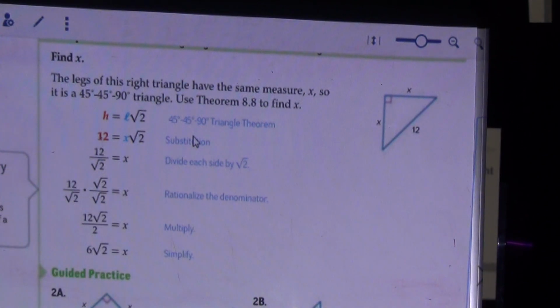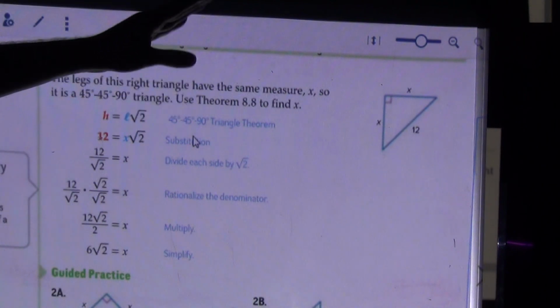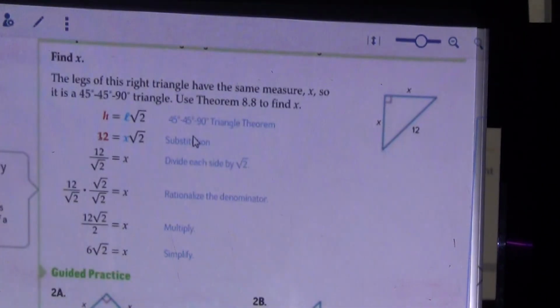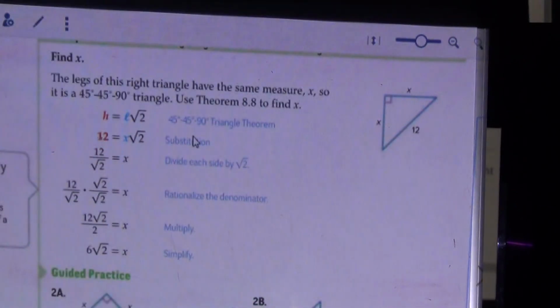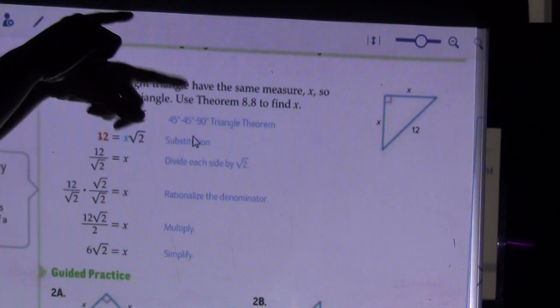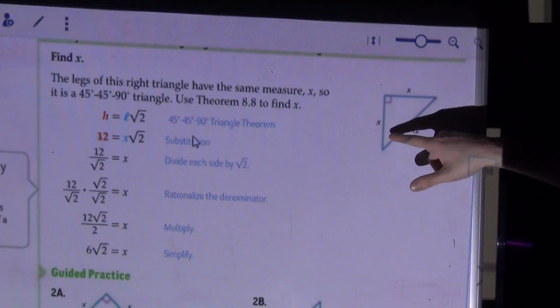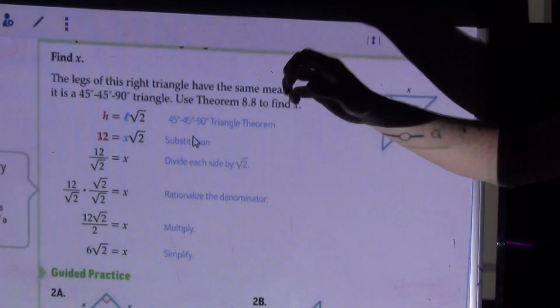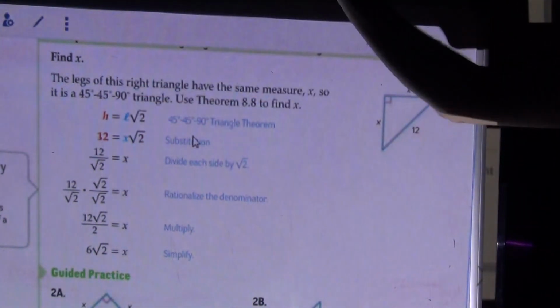Before, you were given either one measure of the legs and 45, or both measures of the legs, and you were supposed to find this longer side. Now you're going to have to find the two shorter sides, which are going to be equal to each other. So they're both x. Knowing they're both x means they're equal to each other. Okay, so that's your first step. Then they go through this one. You know that this length, 12, is equal to the length of the legs times the square root of 2. So 12 goes here.